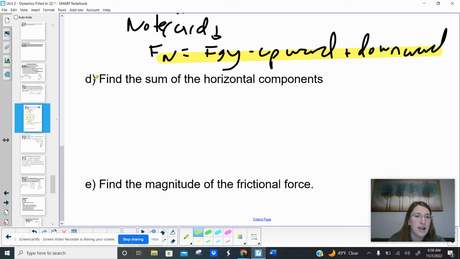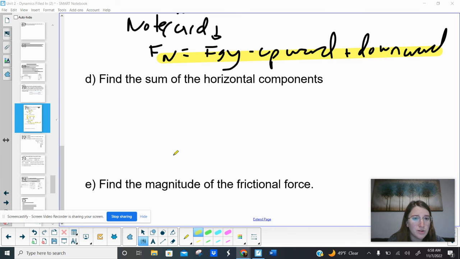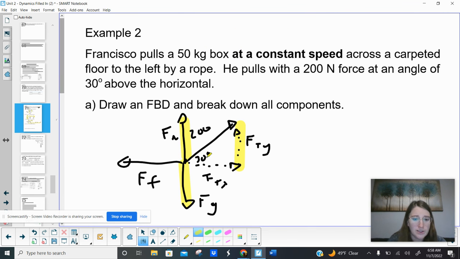So the last two parts we had were to find the sum of the horizontal components and find the magnitude of the frictional force. Well, let's go back up to the question. Let's look at it: we have two horizontal components here. What are they? Well, we've got Ftx and we have force of friction. Now, if we go back up to read the problem, it doesn't tell us anything about friction. The only reason why we know there's friction is because it's a carpet. It doesn't tell us mu, so there's not much we can do, except there is something very important here, bolded, that tells us something about my horizontal direction.